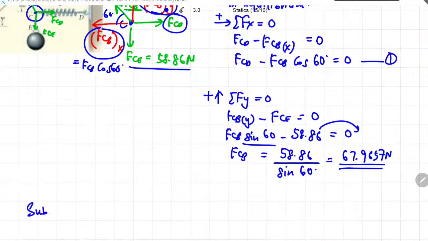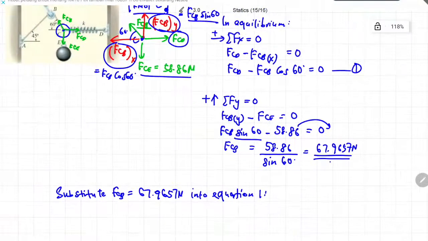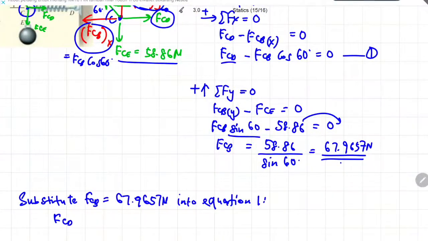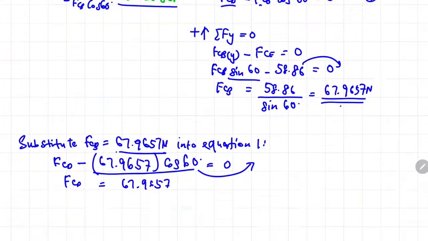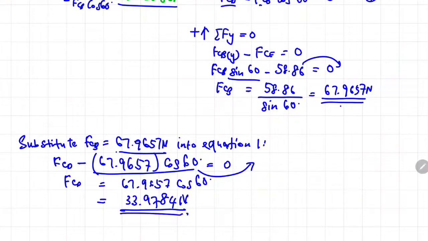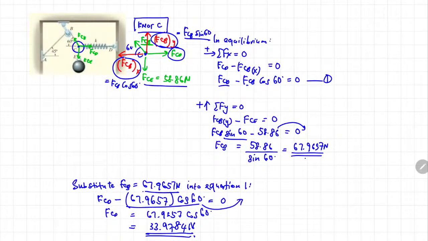Once you have this value, you can substitute it into equation 1. I'm going to call this equation 1. So if I substitute FCB equals 67.9657 into equation 1, how many unknowns are left in this equation? Only one unknown. This is like solving by simultaneous equations. Okay, so can you calculate FCD? Yes, of course. You just bring all the expression on the left to the right side and you will get a corresponding value of 33.9784 Newton. So that is how you perform equilibrium analysis on your free body diagram.